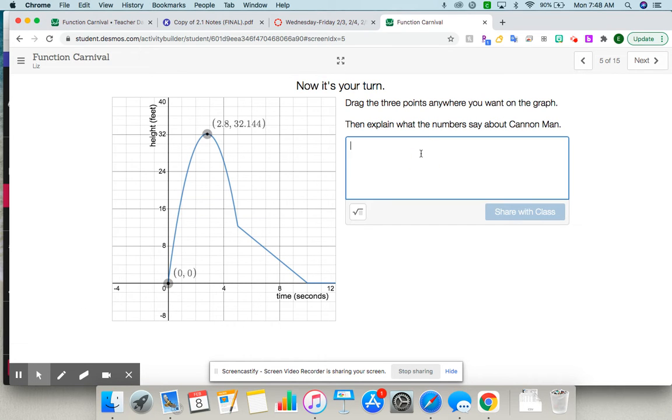This point at the very top here would represent at 2.8 seconds, Cannon Man was at his maximum height of 32.114 feet. So right before this point, he was still flying into the air, and then right after this point, he changes directions and starts to descend back towards the ground.